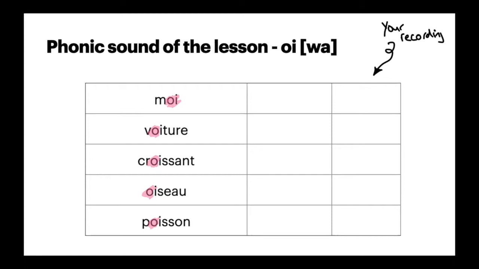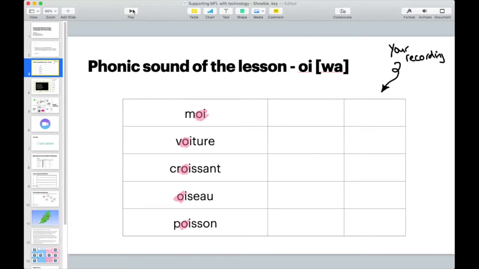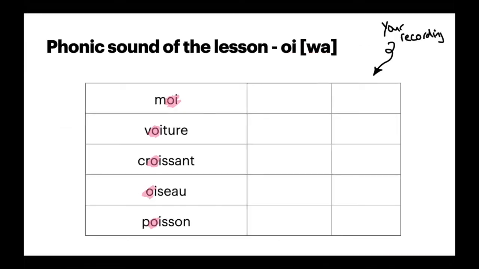So this is the sound "wa": moi, voiture, croissant, oiseau, poisson. What you can do here in Keynote is make a recording, and it's really easy. You simply press the plus button and go to the very end icon, which looks like two photographs layered on top of one another. Then there's a possibility to record audio. In here, I would record myself saying these words, and then I would ask the students to record themselves here. They can listen as many times as they want, and then they could record themselves saying all of these different words.